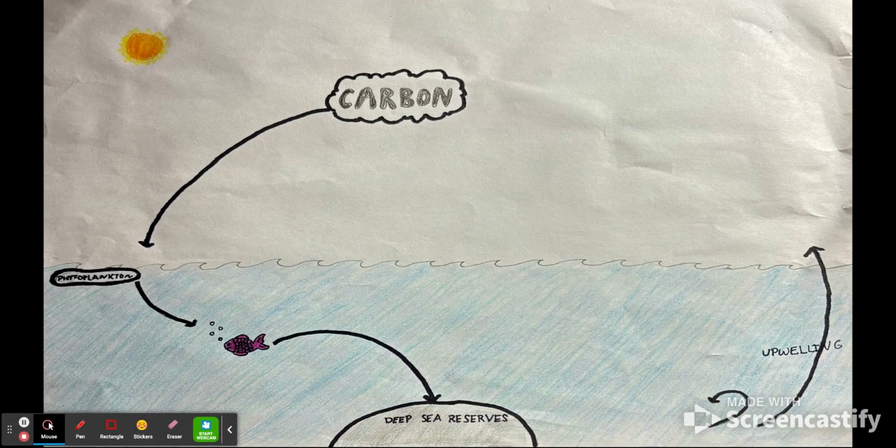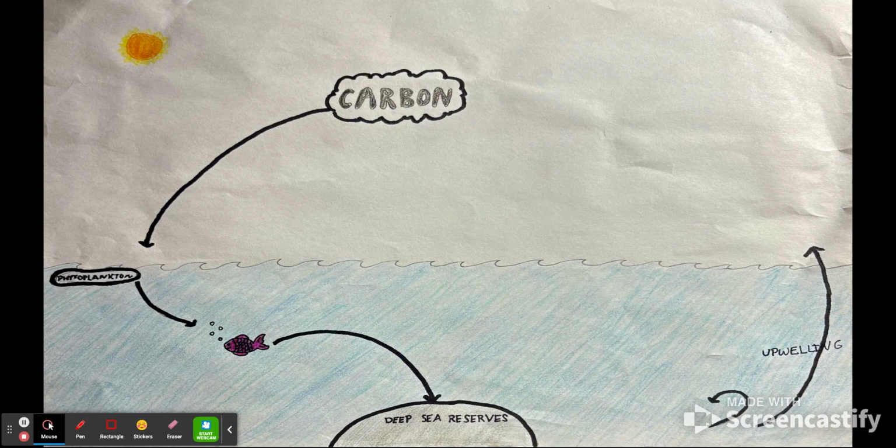The carbon from the atmosphere is dissolved into the oceans, where it is used by organisms, such as phytoplankton, in photosynthesis. These organisms are consumed by other organisms, like fish, and used for energy. When these animals die, they leave behind the carbon that was consumed. This carbon can either be stored in the ocean's depths, released back into the oceans for other organisms to use, or delivered back into the atmosphere through a process called upwelling.